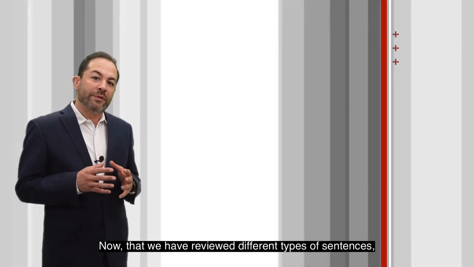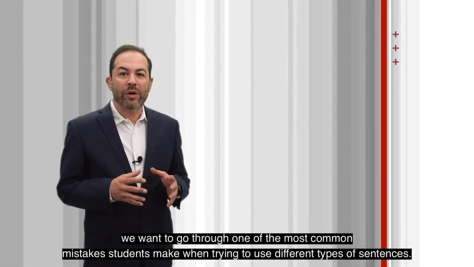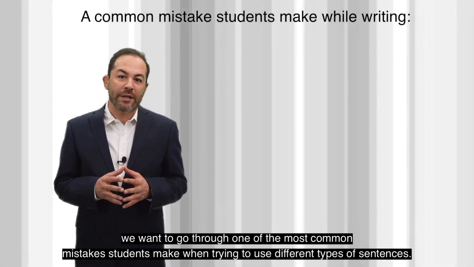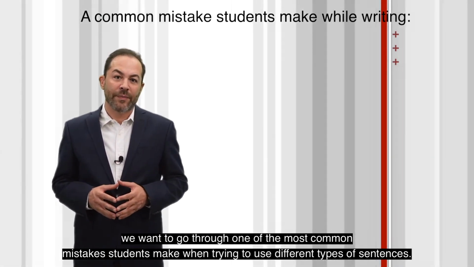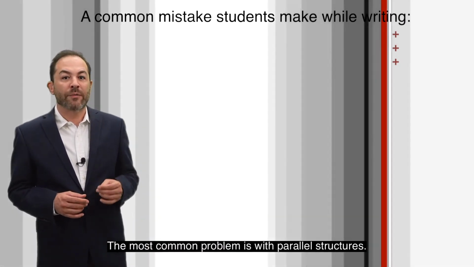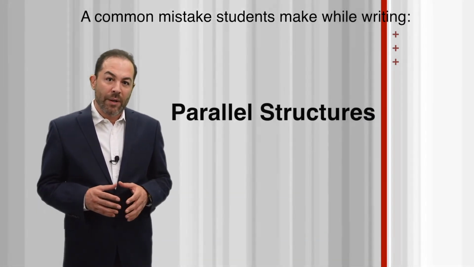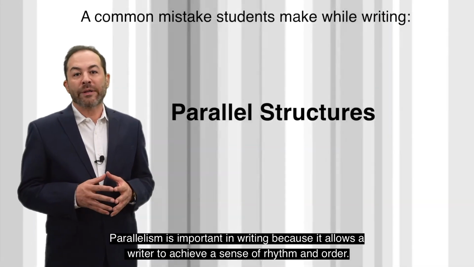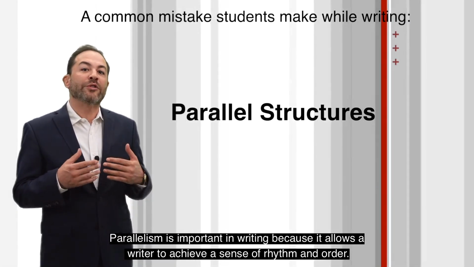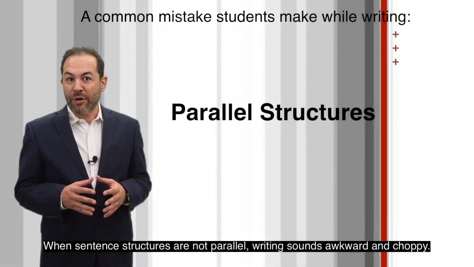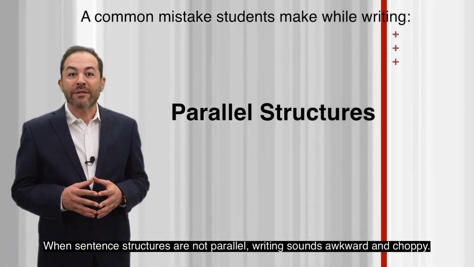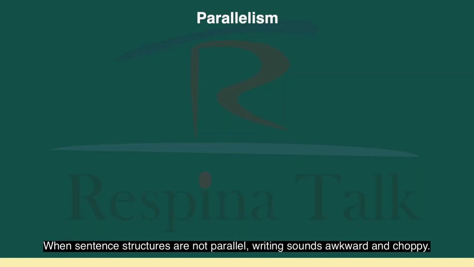Now that we have reviewed different types of sentences, we want to go through one of the most common mistakes students make when trying to use different types of sentences. The most common problem is with parallel structures. Parallelism is important in writing because it allows a writer to achieve a sense of rhythm and order. When sentence structures are not parallel, writing sounds awkward and choppy.